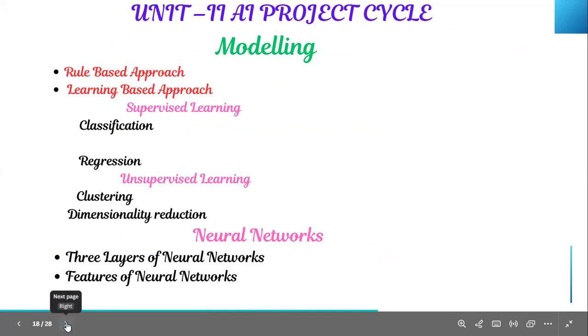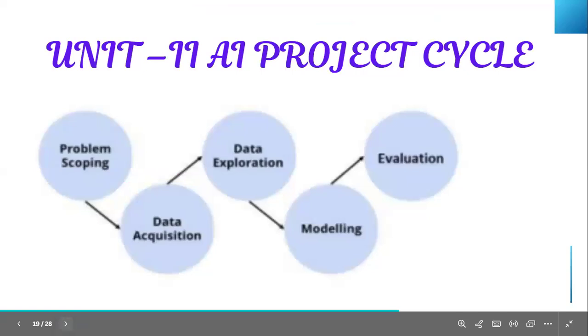Before we start, the first topic from this unit is the AI project cycle and its 5 stages. If you are perfect with the definitions, there is a scope of getting 2 marks from these. They may ask you to define problem scoping, data acquisition, data exploration, modeling or evaluation. And for 4 marks, there can also be a direct question. They may ask you to explain the stages of the AI project cycle. Not only that, they may give a scenario and ask you to explain these stages depending upon that scenario.